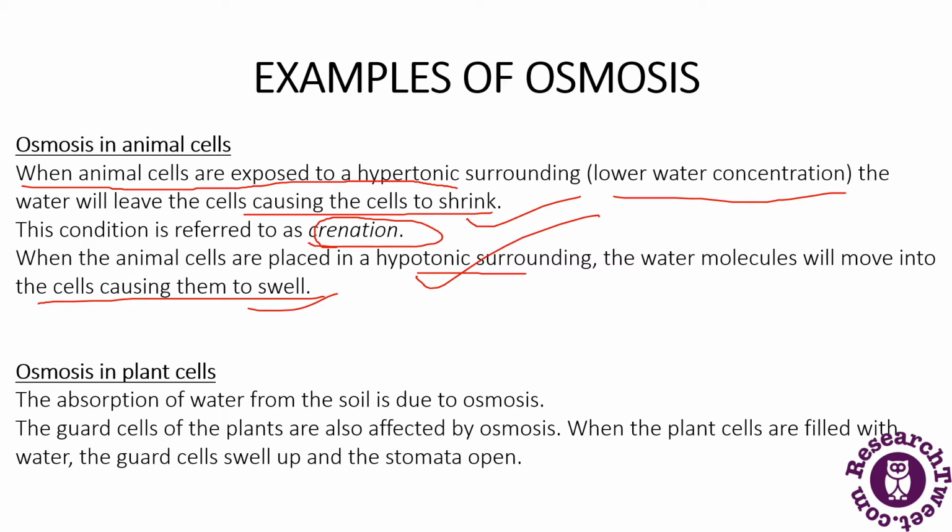Now what about osmosis in plant cells? The absorption of water from the soil is due to osmosis. The guard cells of the plant are also affected by osmosis. When the plant cells are filled with water, the guard cells swell up and the stomata will open. Guard cells are present in the stomata. So this was the case of plant cells.